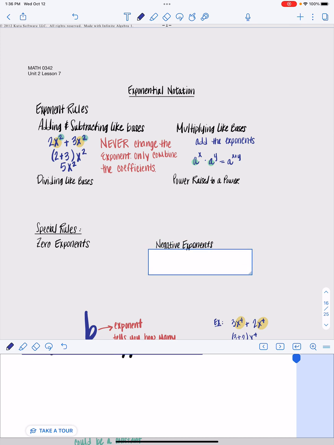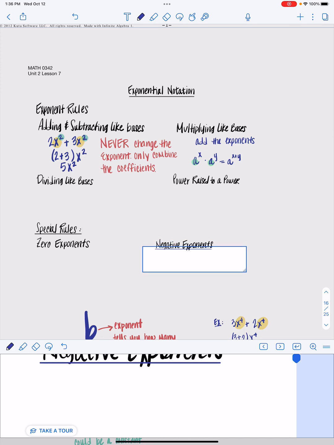So here's the catch with negative exponents. Any variable or constant with a negative exponent has to be switched to the opposite side of the fraction line in order to become positive.